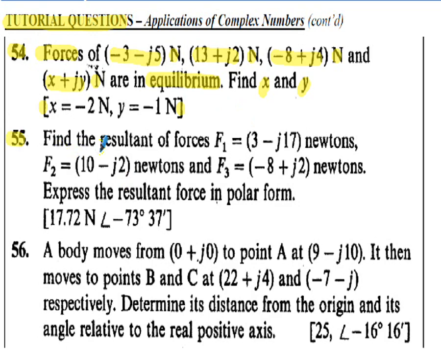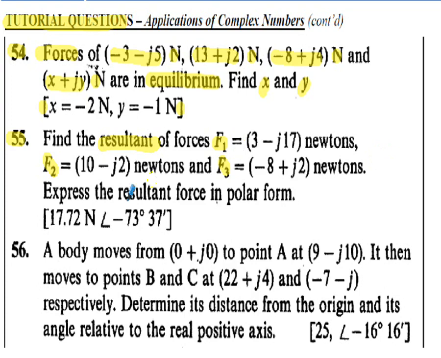Question 55, we're asked to find the resultant force of forces given, F1, F2 and F3, all in Cartesian form. Because we're finding the resultant force, we'll generate an equation as x plus jy equals F1 plus F2 plus F3. We'll add up all the real and imaginary parts on the right hand side. We can then equate the real parts to x and the imaginary parts to y.